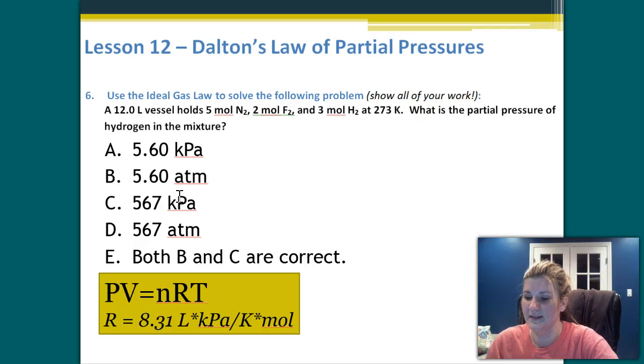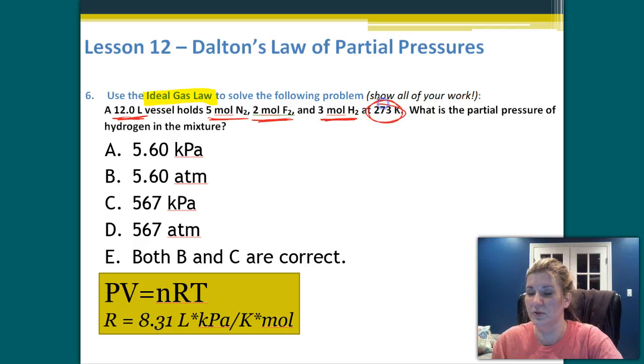Number 6 says use the ideal gas law to solve this problem. Now this is a question I skipped in our live sessions, but I'm going to do it here so that you see it solved this way. It says you have a 12-liter vessel. It holds 5 moles of nitrogen, 2 moles of fluorine, 3 moles of hydrogen. Your temperature is 273 K. What's the partial pressure of hydrogen in the mixture?